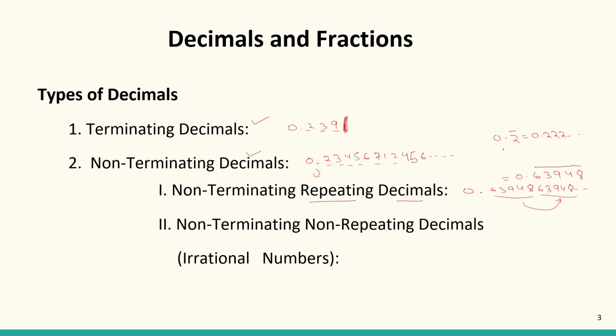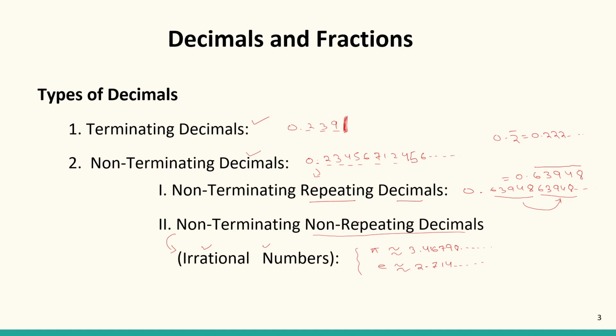So what are non-terminating, non-repeating decimals? These kinds of decimals are also called irrational numbers. We have already learned that pi is equivalent to 3.14159 or something close to this, and this is non-terminating, and e is equivalent to 2.718 and so on, which is non-terminating here. These two are irrational numbers, and they are non-terminating, non-repeating decimals, that is, we can't find a pattern. If we could find a pattern, then we could put it in non-terminating repeating decimals.